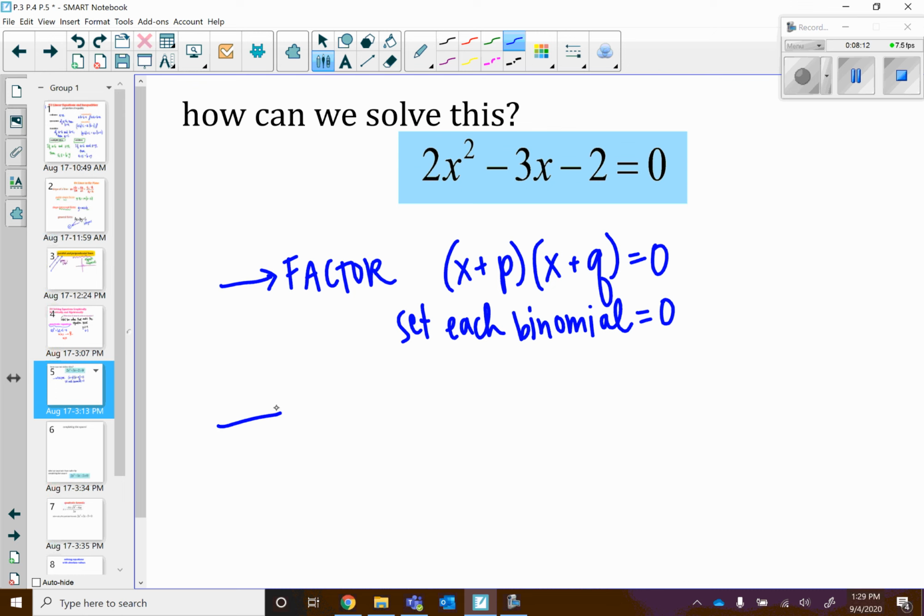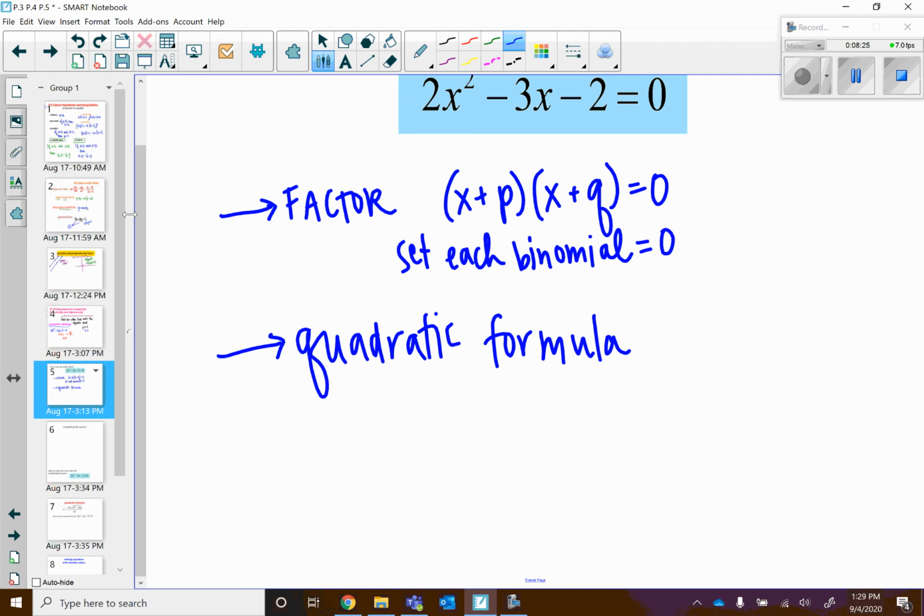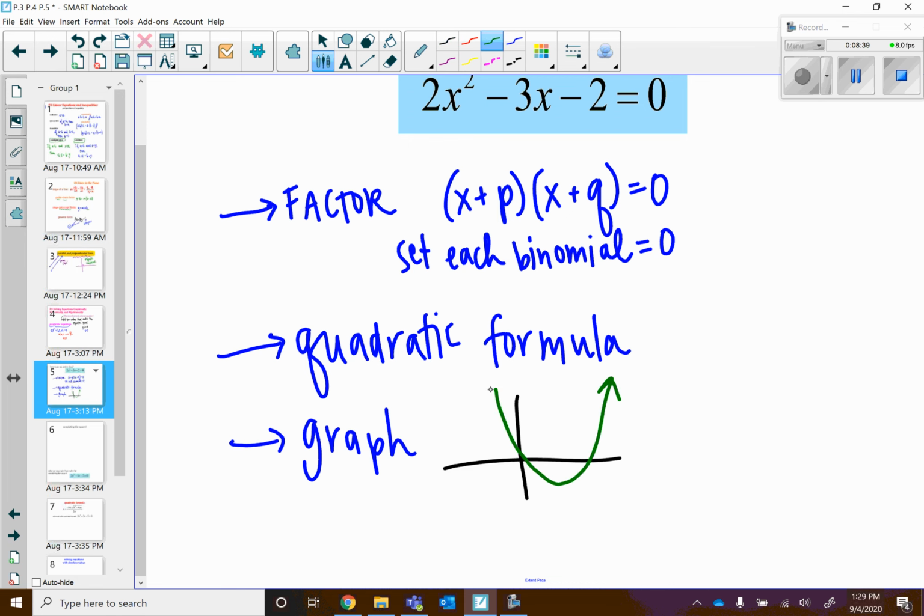Another thing we could do here is use the quadratic formula, which we will actually talk about on a later slide, so I'm not going to write it down. We could use our calculators to graph this function, and what we would see is a parabola, a shape that looks something like this. If we are looking for the zeros, we'd be looking for these places where it hits the x-axis, otherwise known as our x-intercepts.